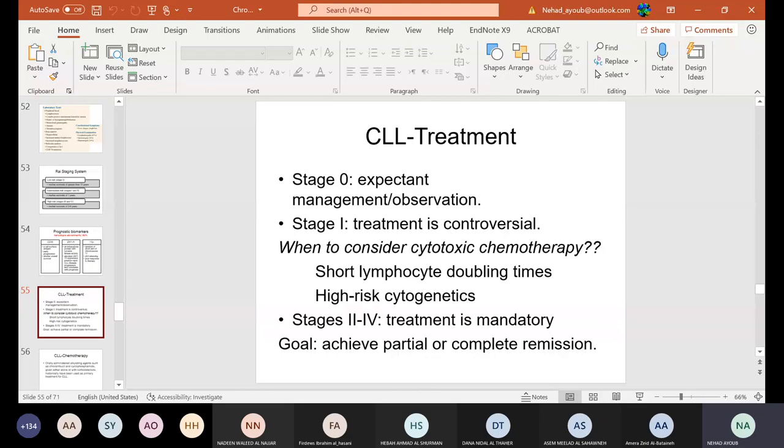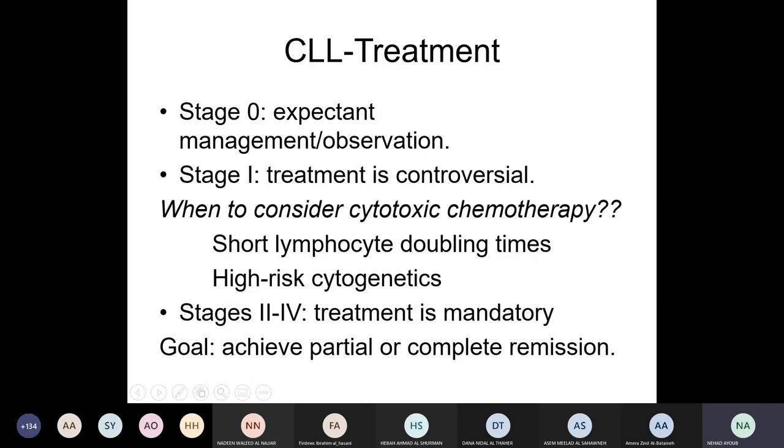But I keep monitoring and watching the patient. At the first sign of disease progression, you treat. So for Rai stage 0, we can hold, watch, and wait.